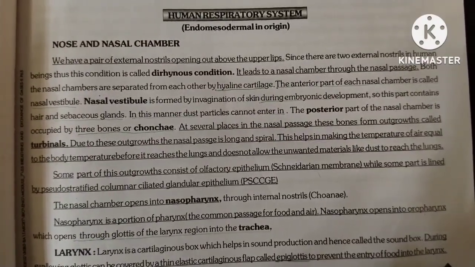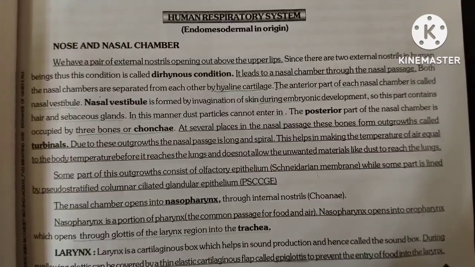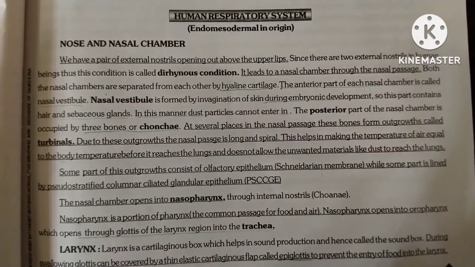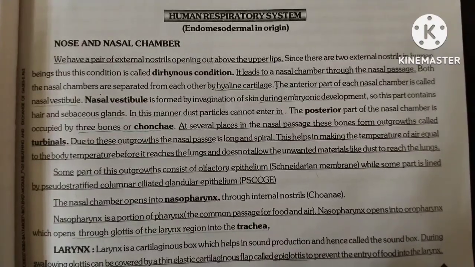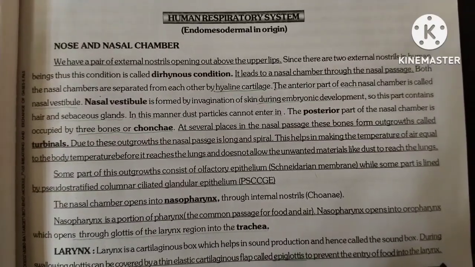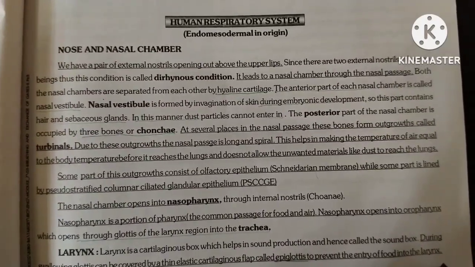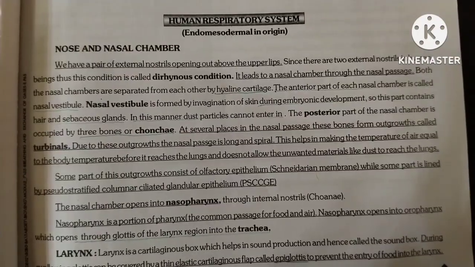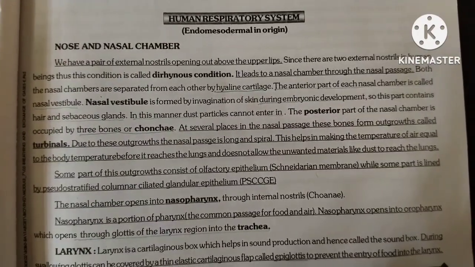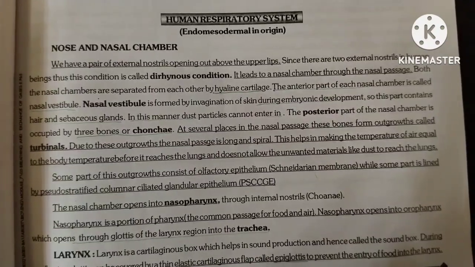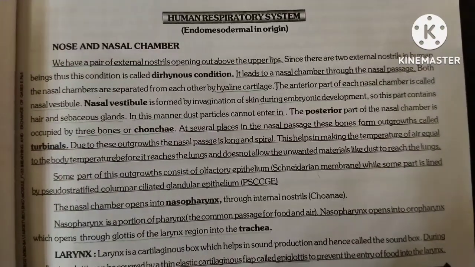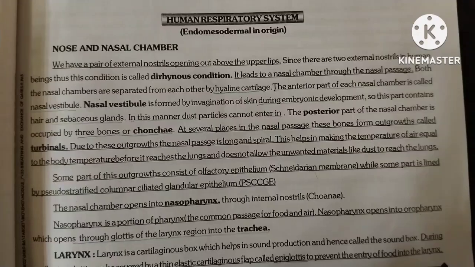Both the nasal chambers are separated from each other by hyaline cartilage. The anterior part of each nasal chamber is called the nasal vestibule. The nasal vestibule is formed by invagination of skin during embryonic development, so this part contains hair and sebaceous glands. In this manner, dust particles cannot enter.